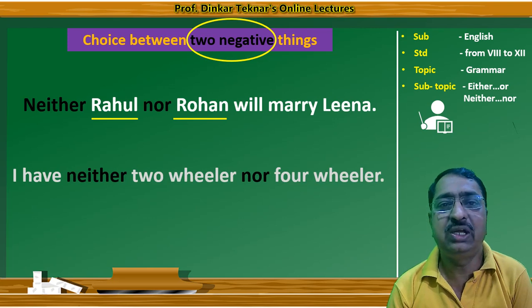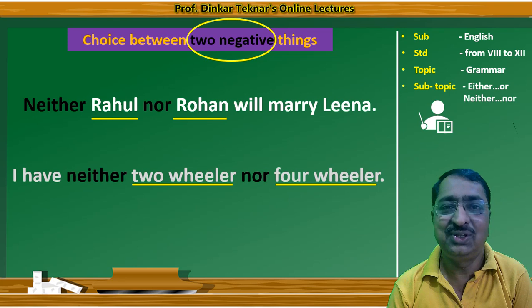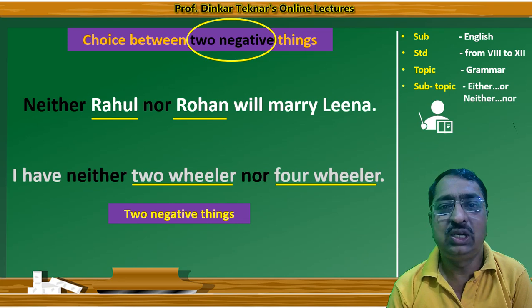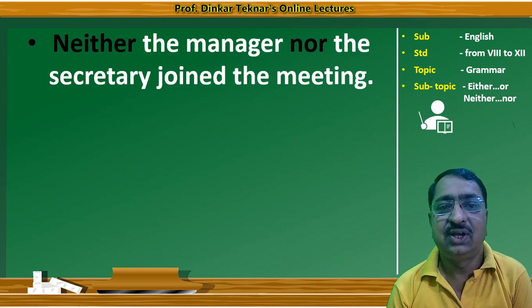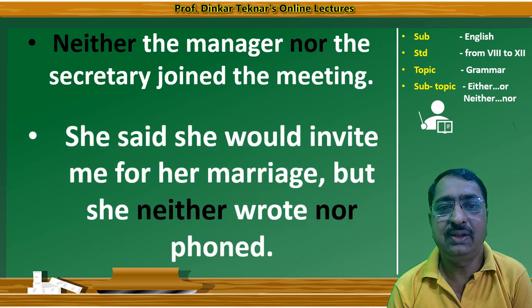I have neither two-wheeler nor four-wheeler. Here two-wheeler and four-wheeler are two negative objects. So two negative things are used with neither...nor. Neither the manager nor the secretary joined the meeting. Another example. She said she would invite me for her marriage, but she neither wrote nor phoned.